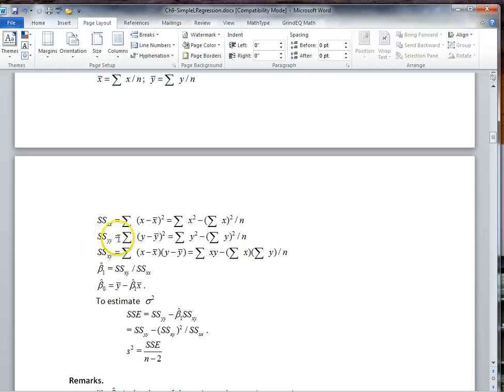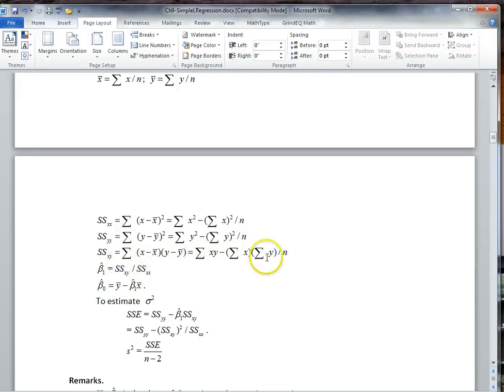That's for y, same thing, sums of squares of deviations for y. And that's a change in y caused by the change in x. So this is x minus x bar, y minus y bar. So you take one from here, one from there, and add them up.